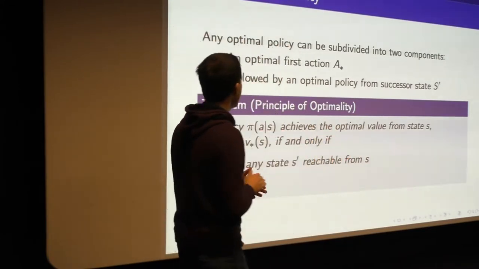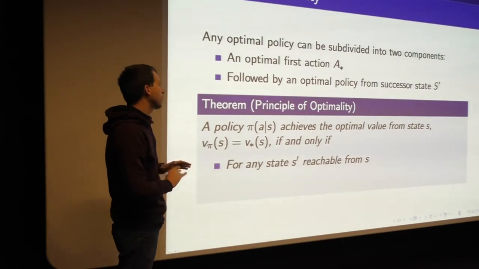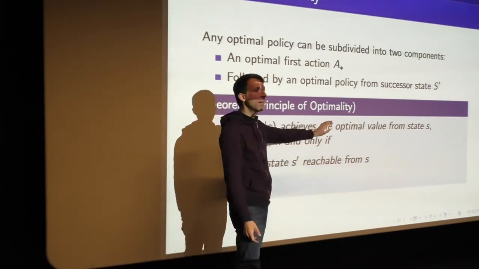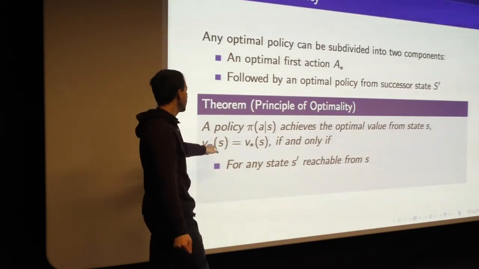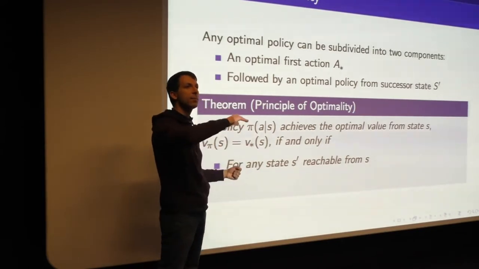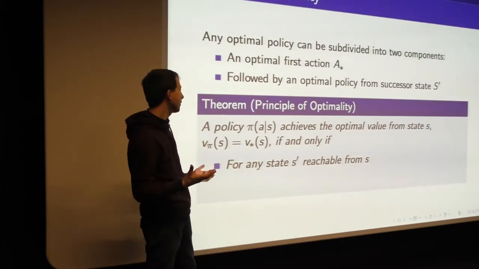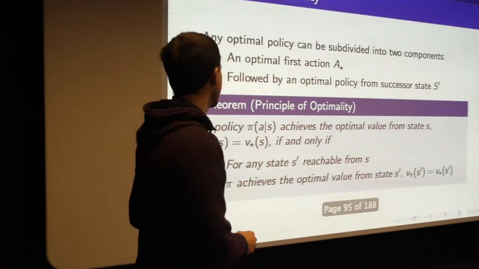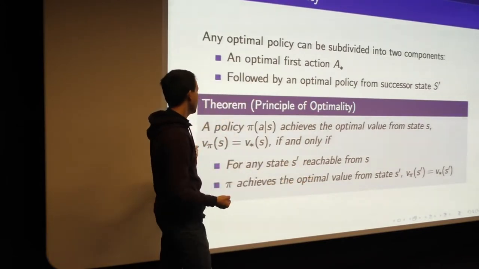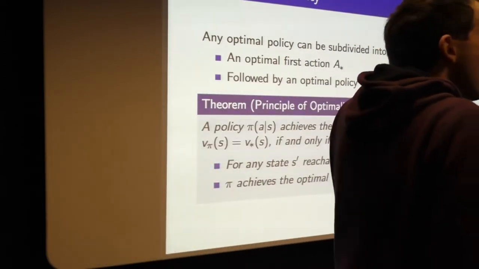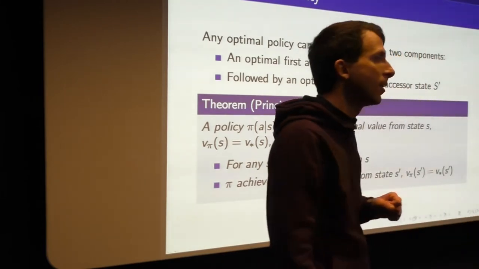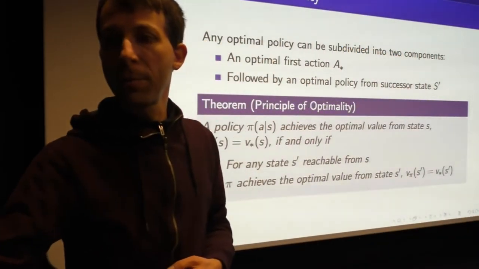So this gives us a theorem, the principle of optimality for policies, and the way to think of this is just a formalization of exactly that intuition. It says that a policy achieves the optimal value from any state S. In other words, the value of that policy is the optimal value function from state S. So this policy really does get the maximum juice out of our MDP if and only if, for any state that we can reach, the policy that we follow is optimal from that state onwards. So a policy is optimal if for each state that the wind might blow us to, that policy would behave optimally from that state onwards. That's a requirement for optimality.